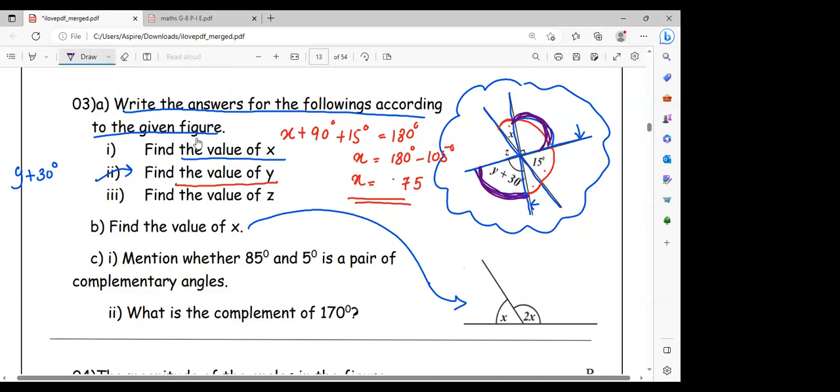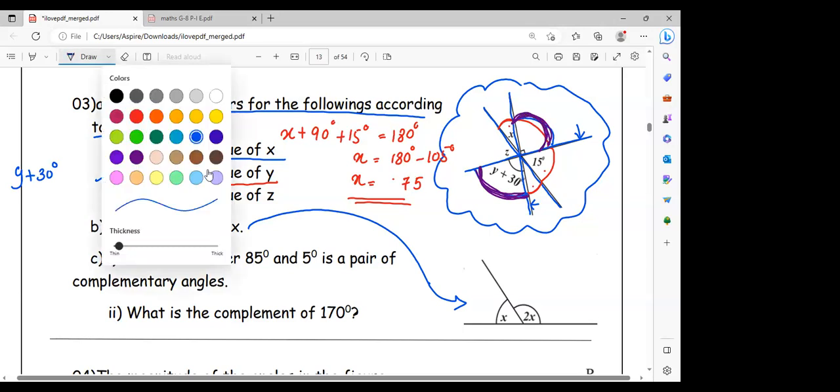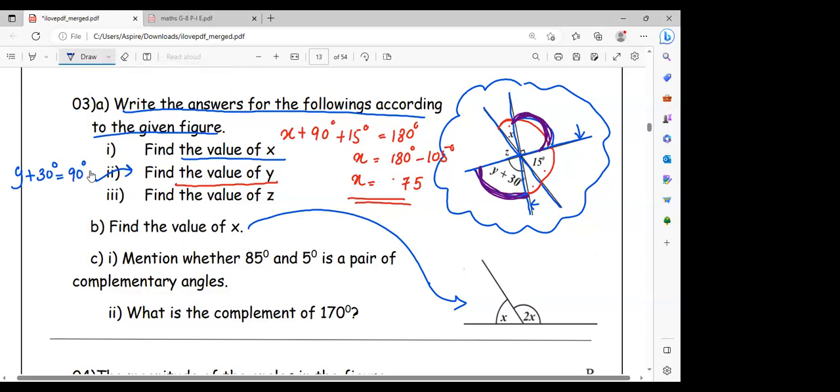Okay. So y added 30 is equals to 90 degree. Reason is they are vertically opposite angles. Okay. Then don't forget to write the reason, vertically opposite angles. That is the reason. Okay. Then y is equals to 90 subtract 30. Answer is 60 degree. y is equals to 60 degree.